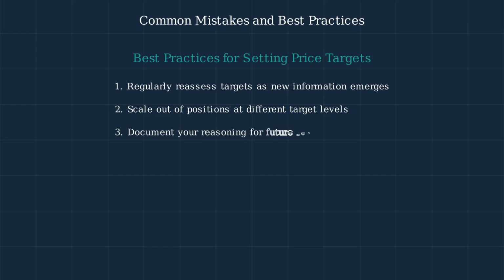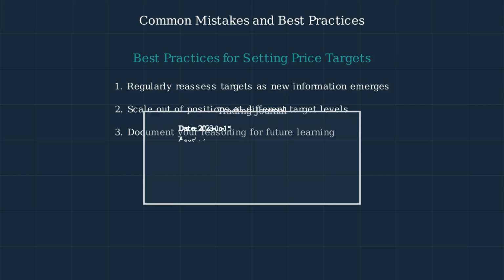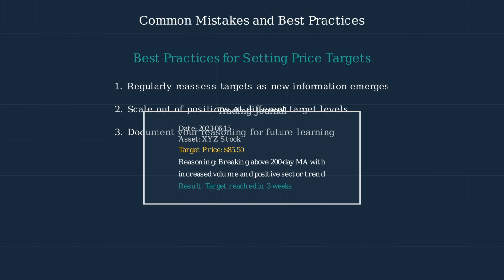Third, document the reasoning behind each target you set. This creates a valuable learning tool for improving your analysis over time. A well-maintained trading journal helps you identify which analysis methods work best for different market conditions and improves your future decision-making.